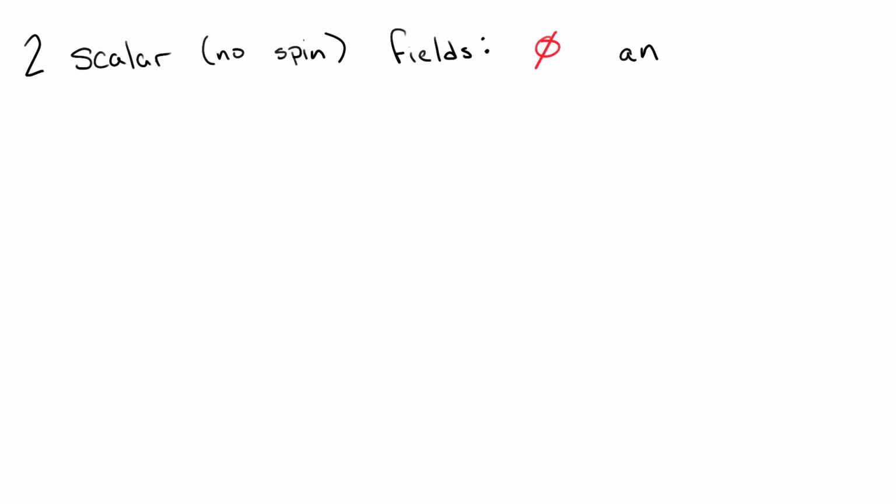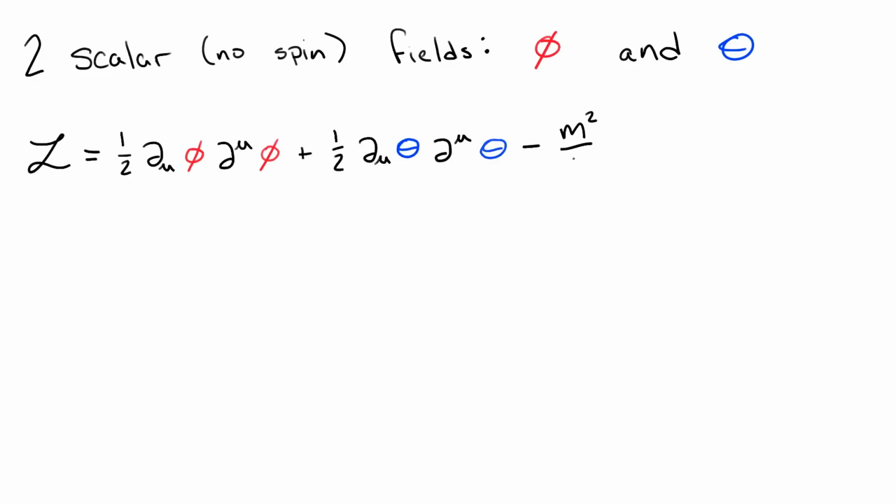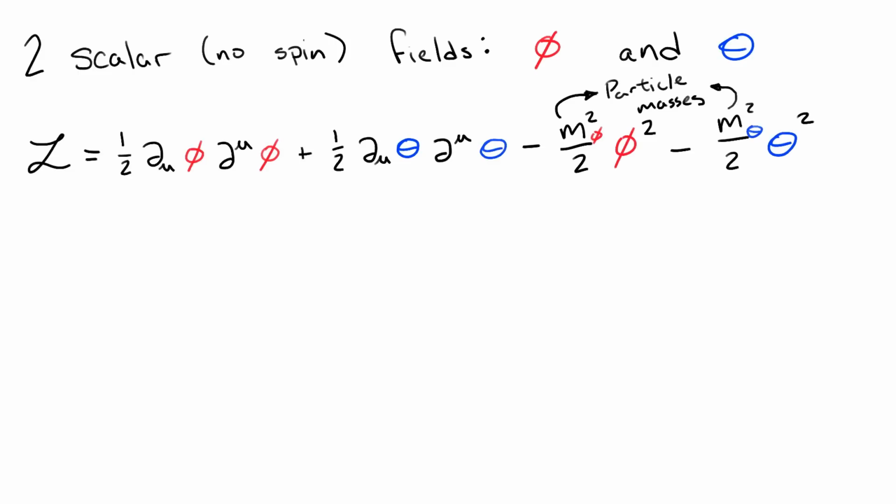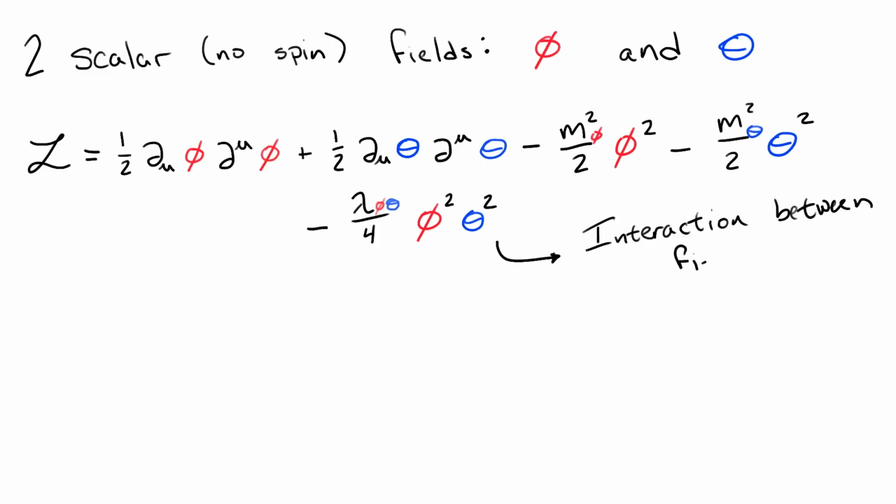Now, the goal here will be to introduce two scalar fields, like the ones that we've just been calculating with so far, which we'll call phi and theta, whose associated particles have two different masses, which will be given the names m_phi and m_theta, respectively. We'll then add in the simplest, most symmetric interaction that we can have between the phi and theta fields and try to see how that affects the dynamics of the theory.